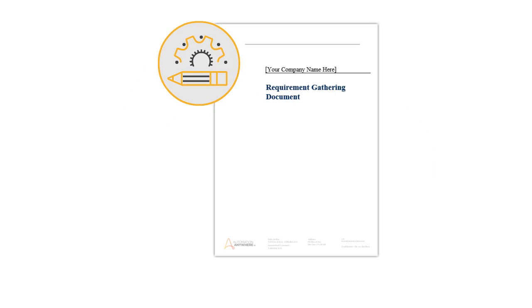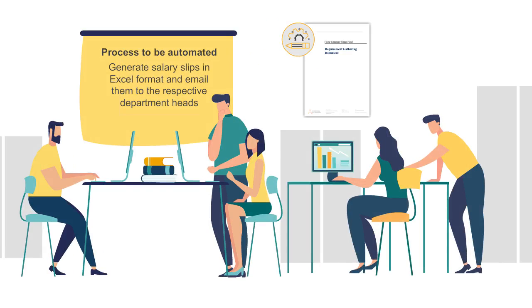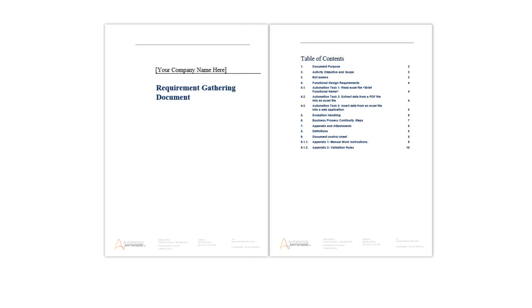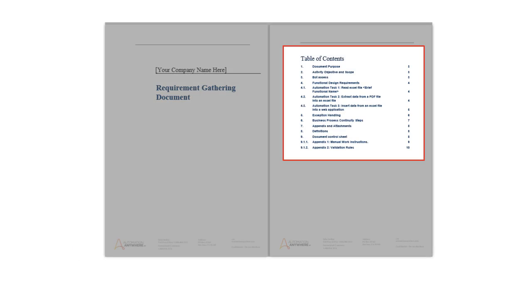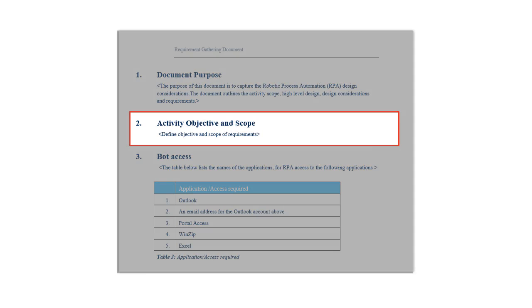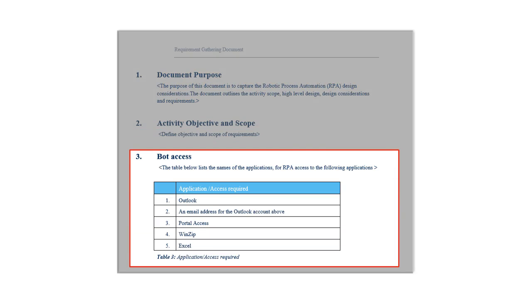Let's find out more about this document and see how it is helping Logix capture the required information. Requirement gathering document comprises sections listed here in the table of content. First, you need to define the objective and scope of the requirements here. Next, list the applications that require bot access.